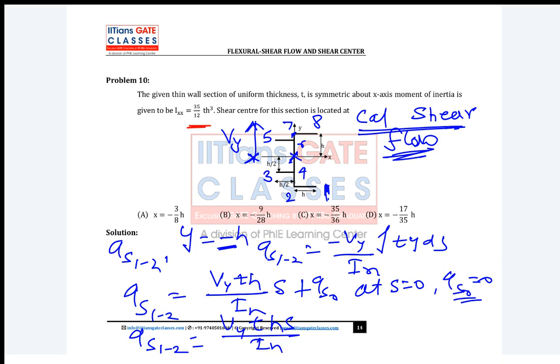Six to five means, see, I will draw the shear flow distribution. Okay, how it will be. So is this clear? No, the answer is clear.